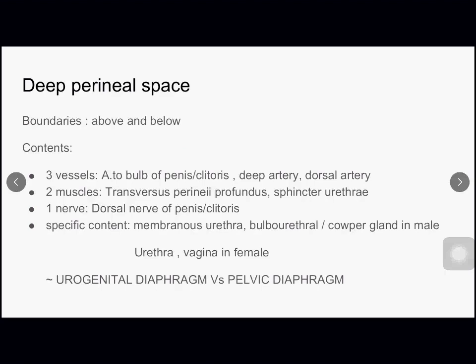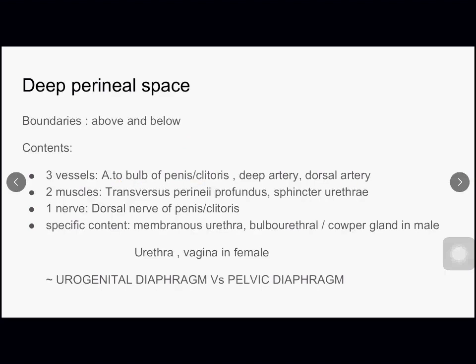For superficial perineal space, I told you the code number 432. 4 vessels, 3 muscles, 2 nerves. So here you have 3 vessels, 2 muscles and 1 nerve. Let us see the vessels. 3 vessels, the same vessels only: artery to the bulb of penis, deep artery of penis, dorsal artery of the penis, except the posterior scrotal or posterior labial artery you don't have here. I told you the posterior scrotal artery or posterior labial artery is a branch of perineal artery, so that will be at a superficial level only. So here only these 3 arteries you have.